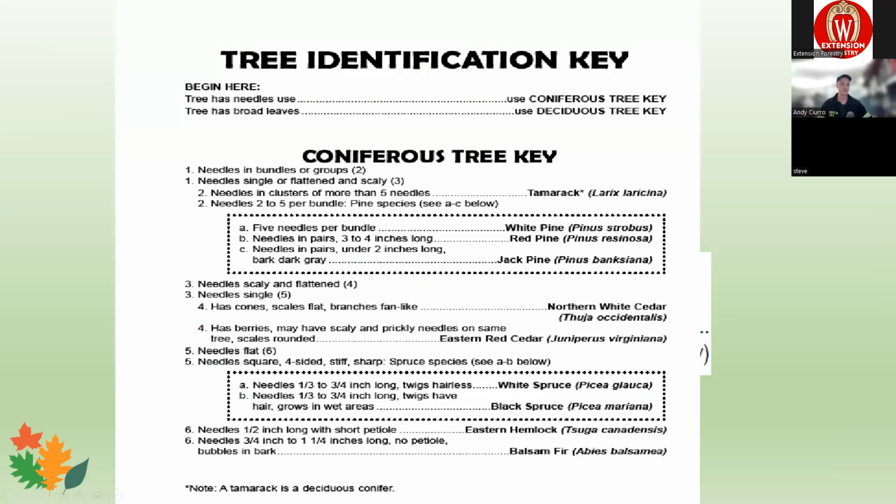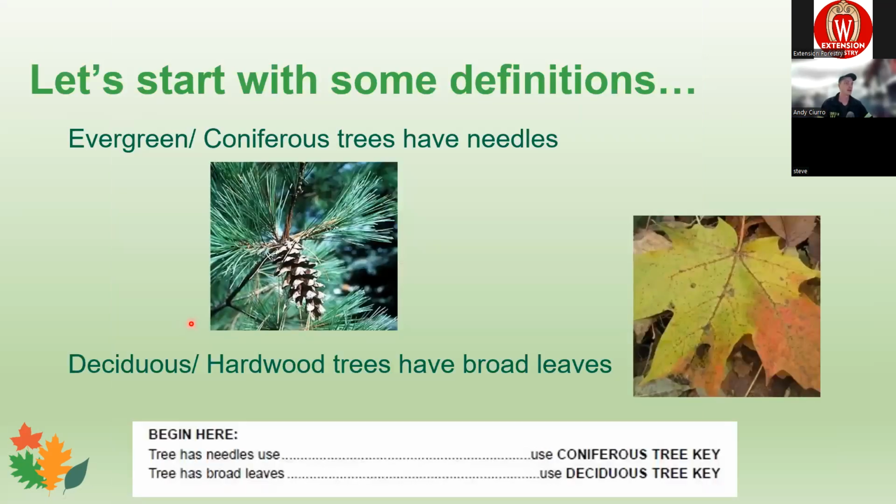So here's just a copy of the first page of that handout. Turn on my laser pointer. So starting under coniferous tree key here, say you decide, okay, first option, needles in bundles or groups, that is going to tell you which number to go to next. So say you are choosing that first option, then you go to number 2. Say you choose the next option, needles are single, then you go to number 3 here. So pretty easy to use.